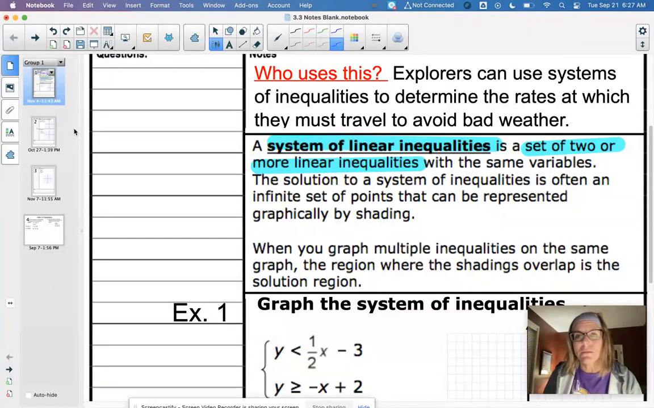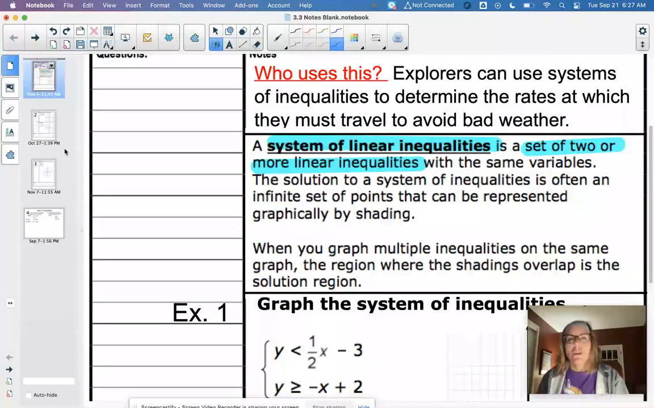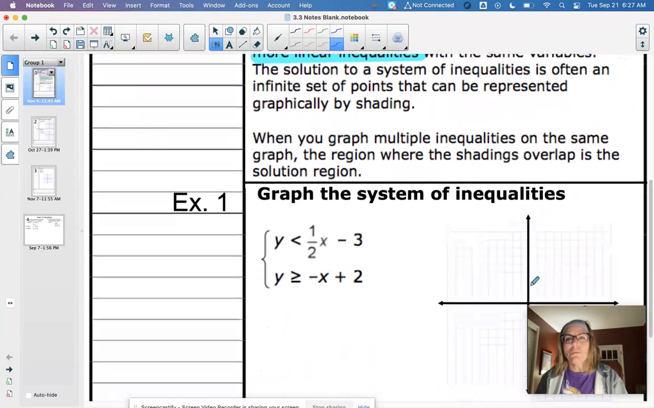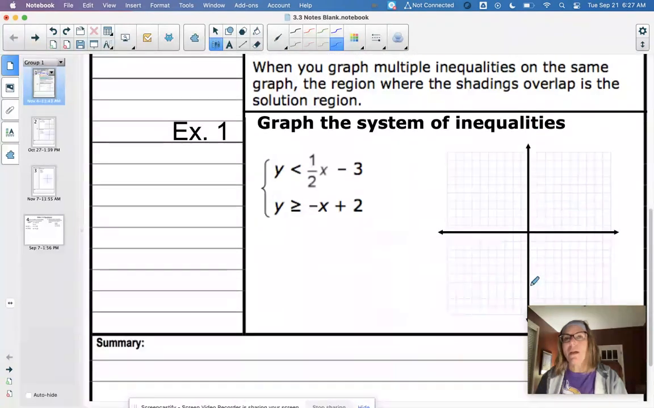with the same variables. The solution to a system of inequalities is often an infinite set of points that can be represented graphically by shading. When you graph multiple inequalities on the same graph, the region where the shadings overlap is the solution region.